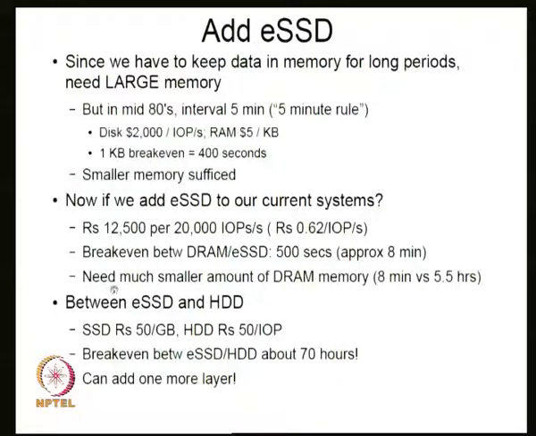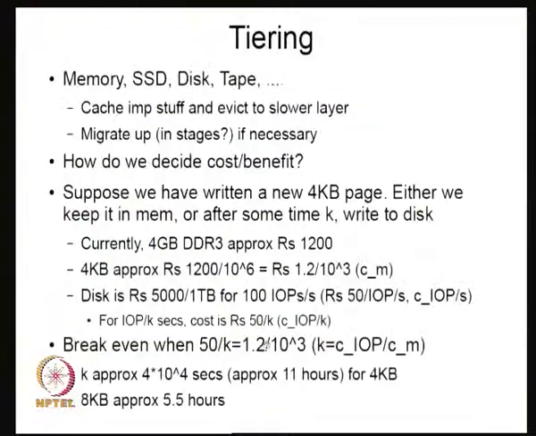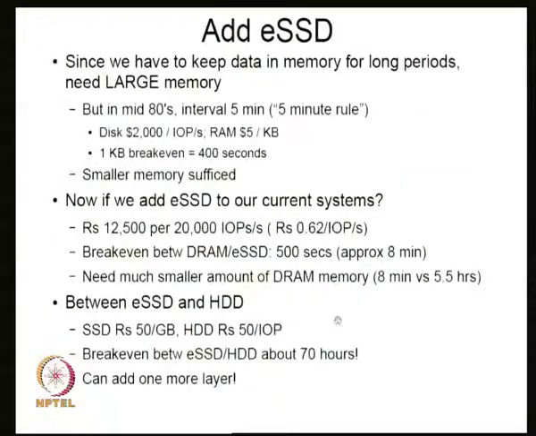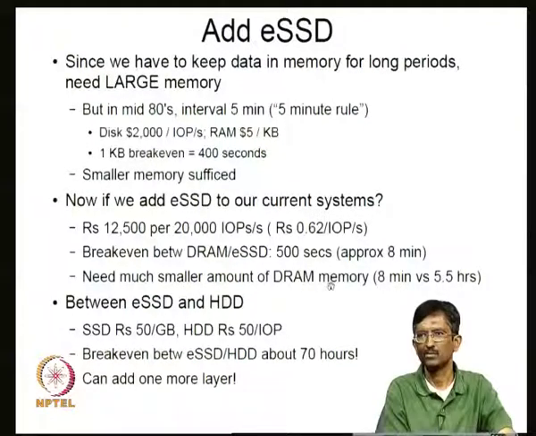What is the difference? Because you now have to store approximately what your CPUs have generated in about 8 minutes. That is all the memory, DRAM memory, required. So you need a much smaller amount of DRAM memory, 8 minutes versus 4.5 hours, and doing everything for 8 kilobytes. So basically this was 11 hours for 4 kilobytes, but it is 5.5 for 8 kilobytes, if you calculate those things. That means you can reduce your DRAM requirement dramatically if you have SSD.